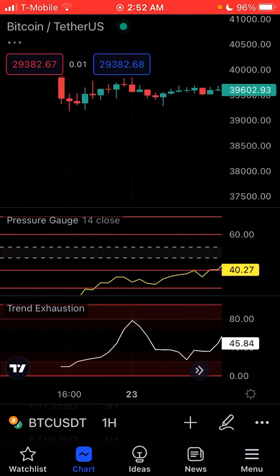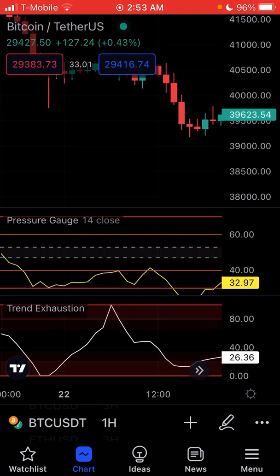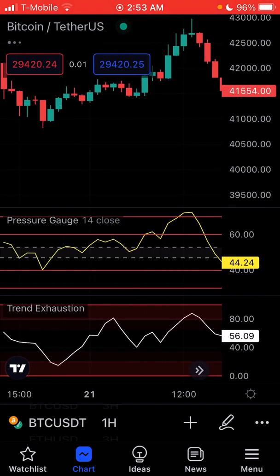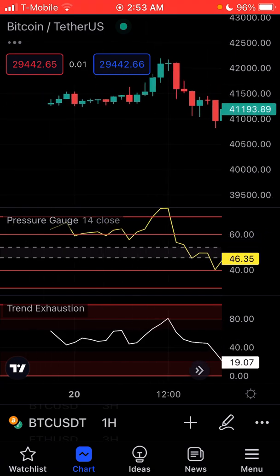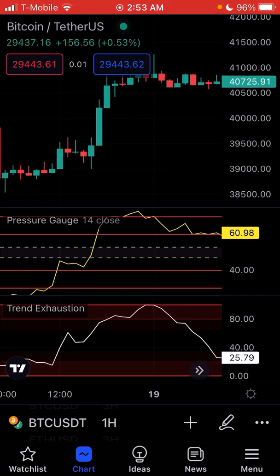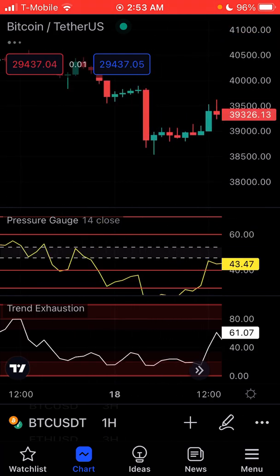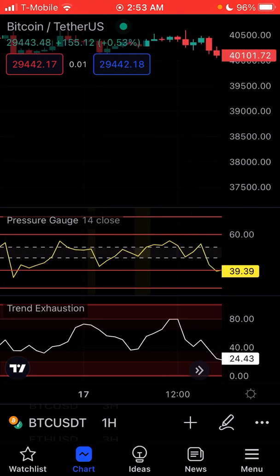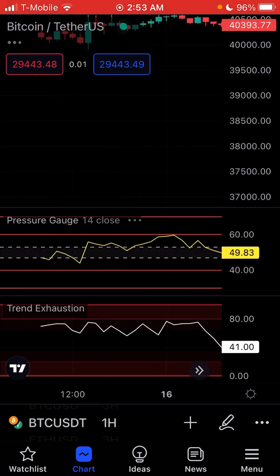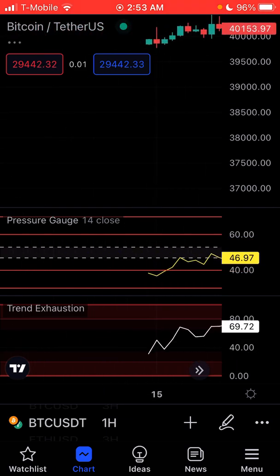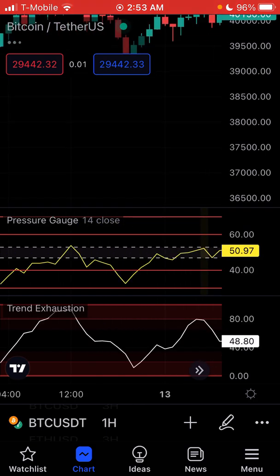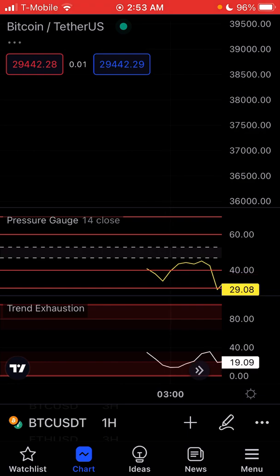Let's see if I can find one more. I'm going to try and find one more, and then I'm going to talk about the other indicators. Come on, pressure gauge. Where's a pressure gauge? There's a tiny one right there. Wouldn't do that one. Pressure gauge.